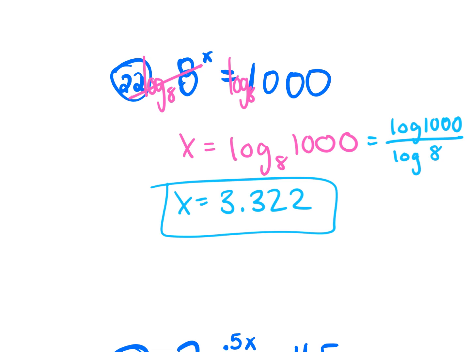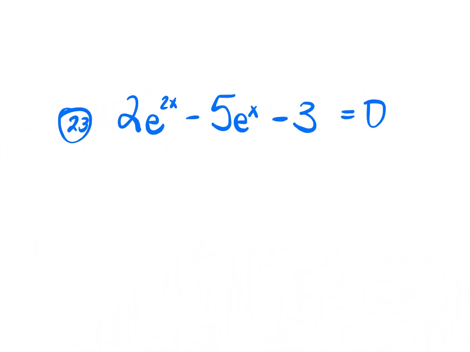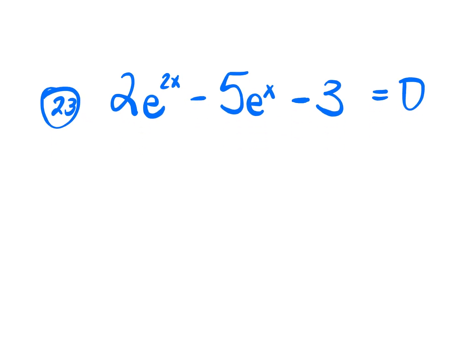Any questions here? All right, let's look at 23. 23 we talked about yesterday. There were a few questions like this in the WebAssign. If you want to rewrite it, you can rewrite it so it looks like something we're used to. So we have 2x squared minus 5x minus 3 is equal to 0. So we just changed e to the power of x to be x. For now, we'll change it back.